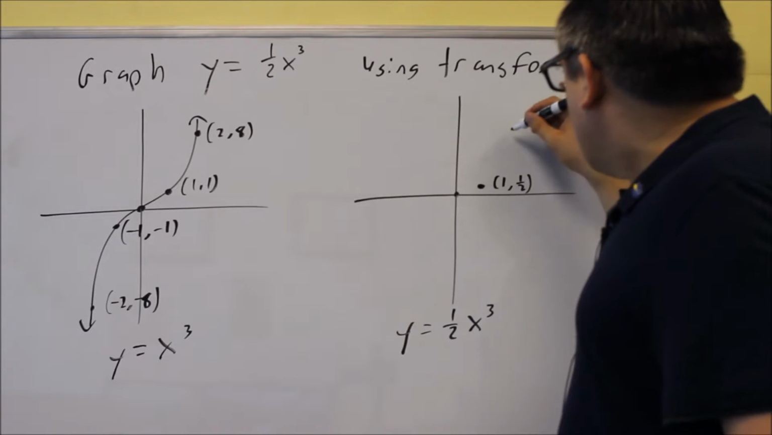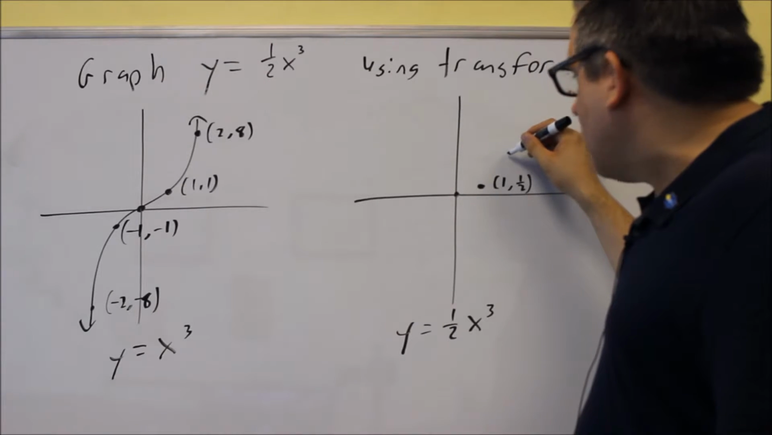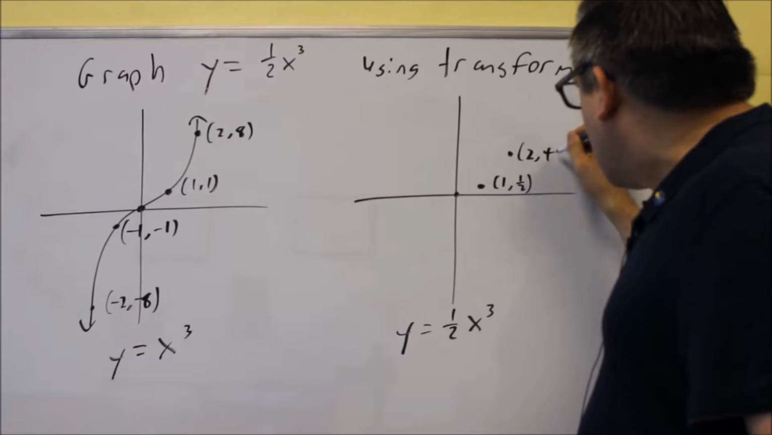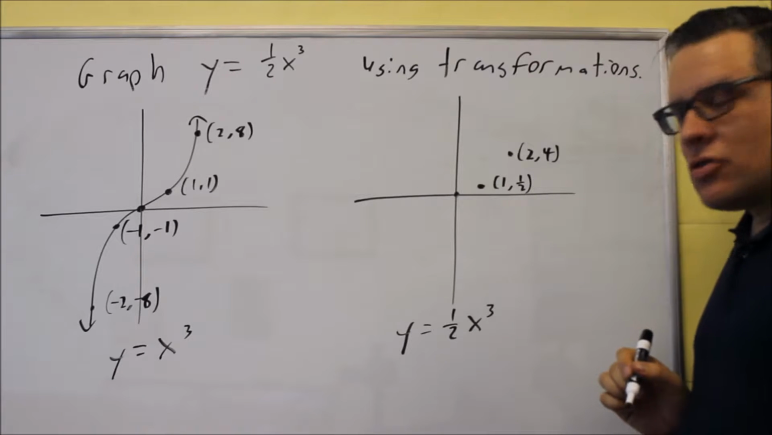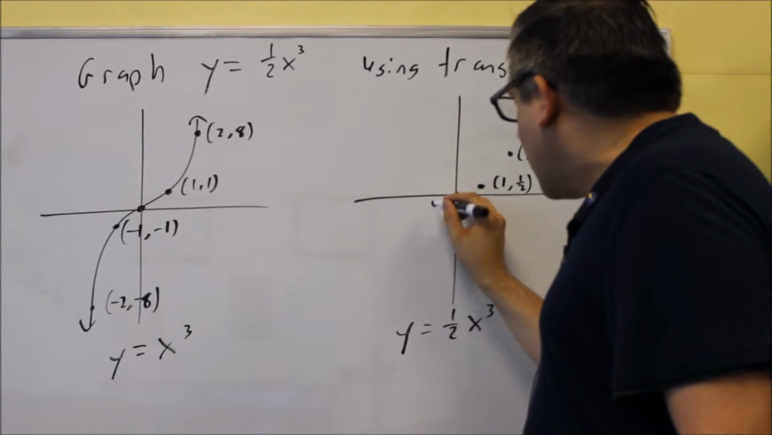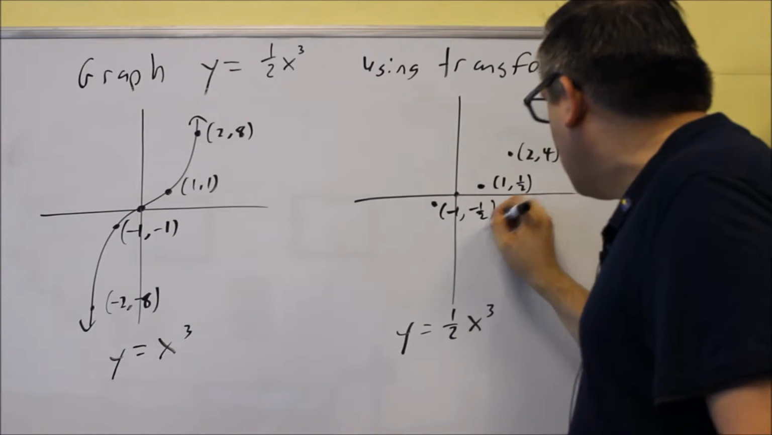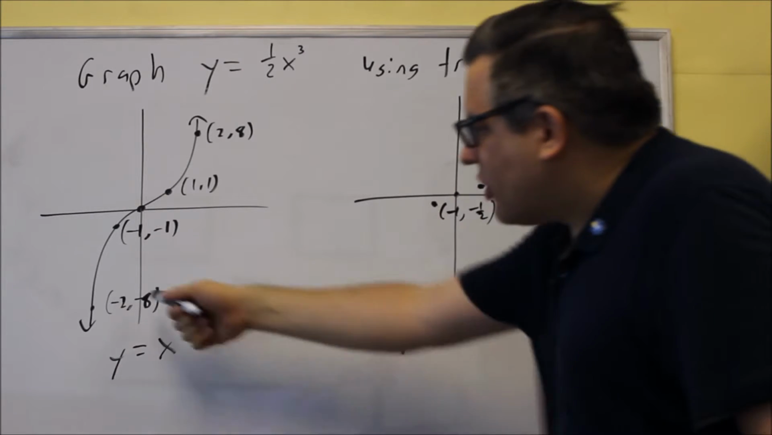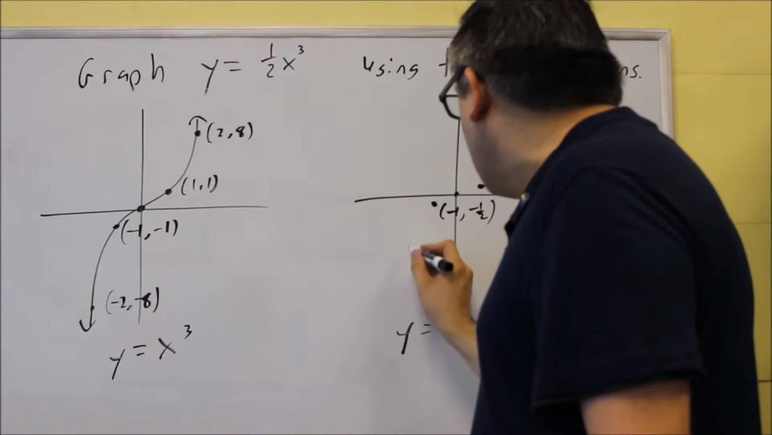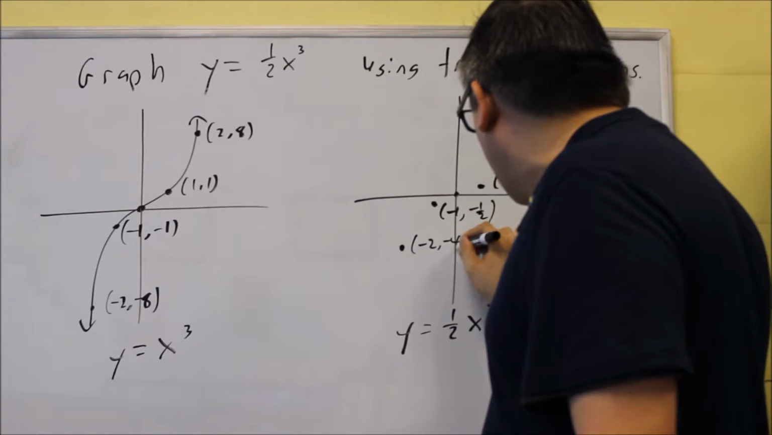Now, what originally was over here at (2, 8) is going to get cut in half. So that's going to go down to about right here. So this is going to be at (2, 4). Okay, so (2, 4) is going to be there. Now the other one, we have the other side. That was at (-1, -1). It's now going to be at (-1, -1/2). And what was at (-2, -8) is now going to be at (-2, -4). So that's going to be about right here. So that's going to be (-2, -4).